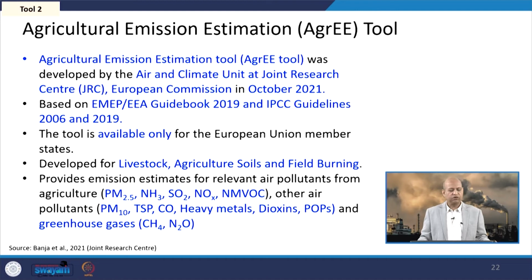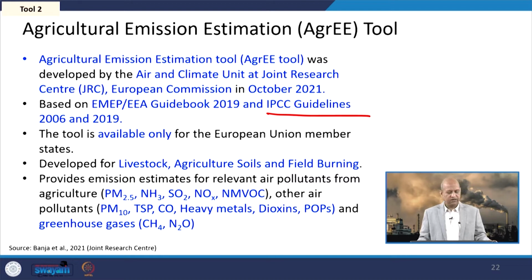Well, when we talk about the next tool, tool number 2, this is the Agriculture Emission Estimation Agri tool. This is available for European Union member states only. The SIT tool was for the United States, and this Agri tool is for the European Union. It was developed by the European Commission in October 2021, very recently. It is based on the 2019 guidebook and the IPCC guidelines of 2006 and 2019. On that basis, this somewhat more comprehensive tool has been developed by the Climate Unit at the Joint Research Centre, JRC, of the European Commission.